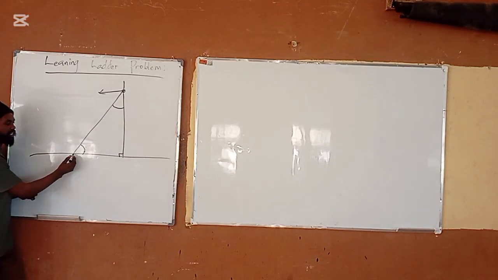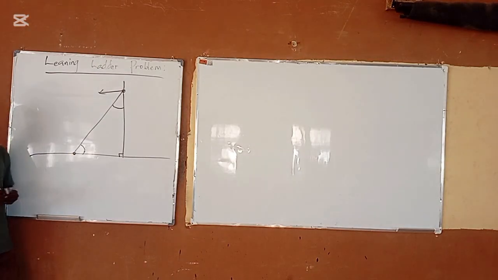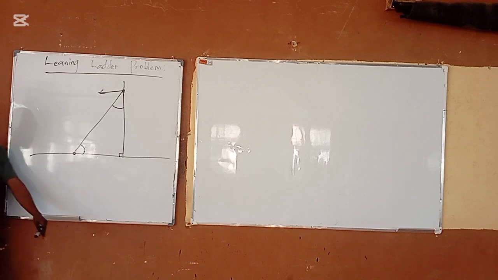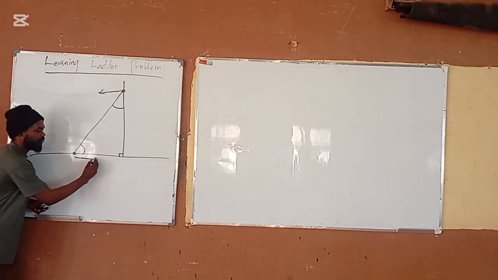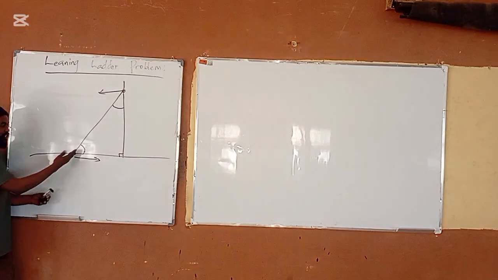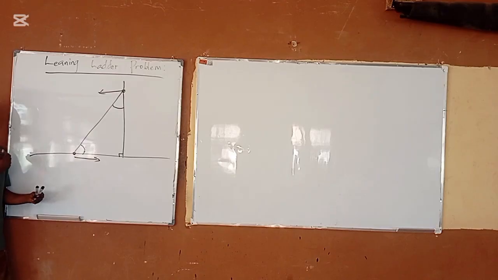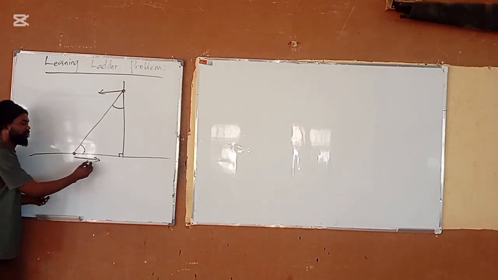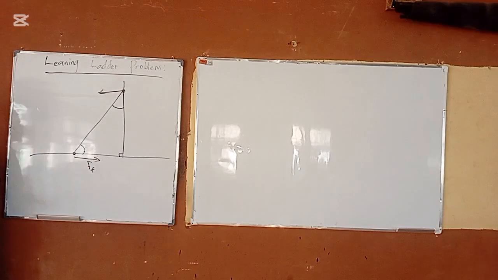Now, on this ground, if there is no force of friction pushing the ladder this way, the ladder will just slip. Do you agree? So I have F, the frictional force. You notice all these things.